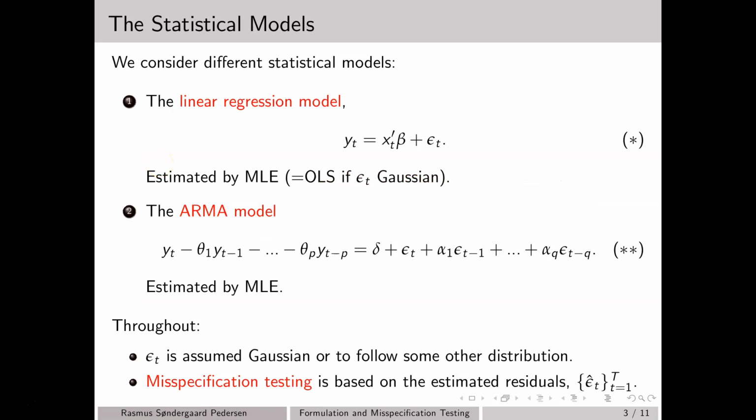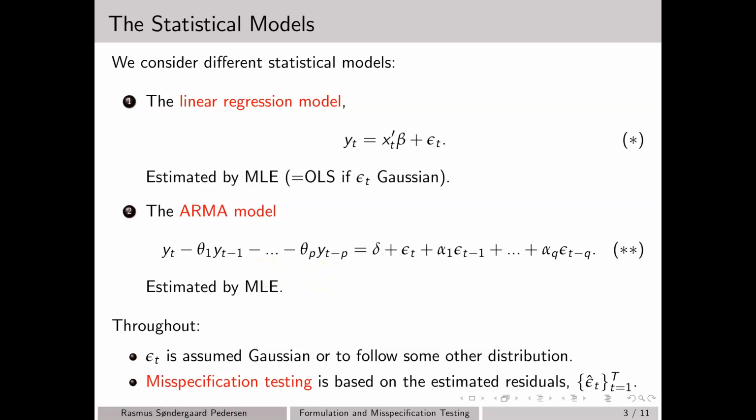We will consider two different kinds of statistical models when presenting the misspecification tests. First, we can consider the well-known linear regression models for time series. We can estimate the model parameters by maximum likelihood estimation. And of course, if the error term is normally distributed, then the maximum likelihood estimator corresponds to the least squares estimator.